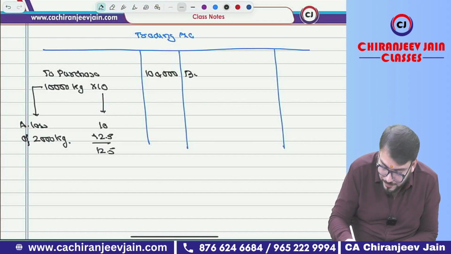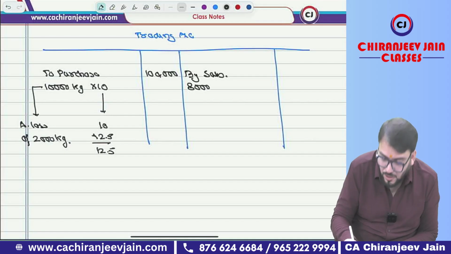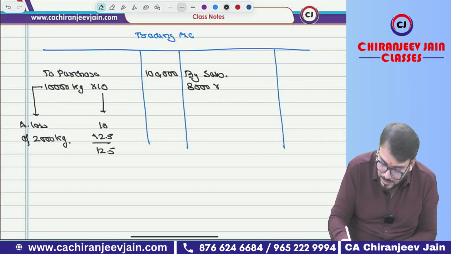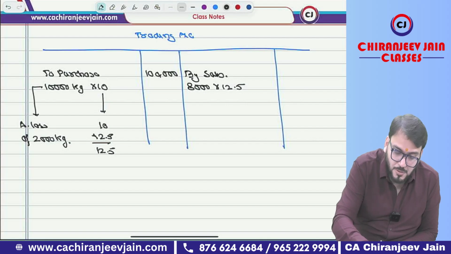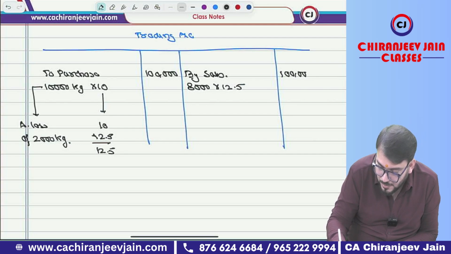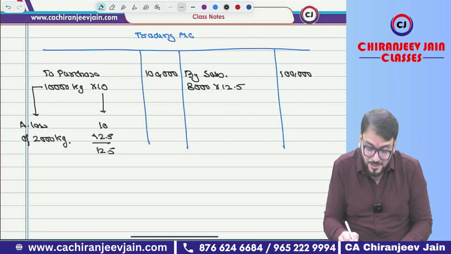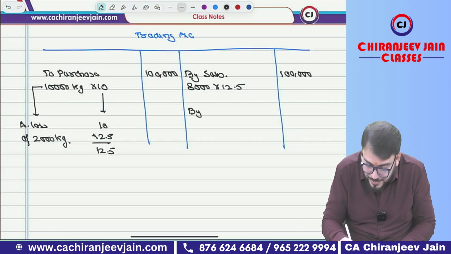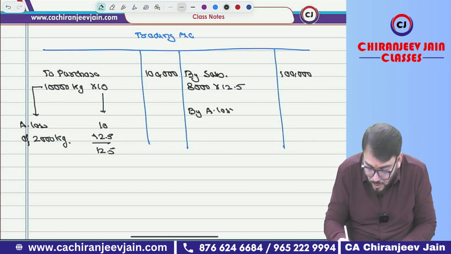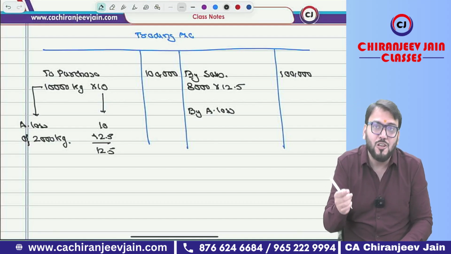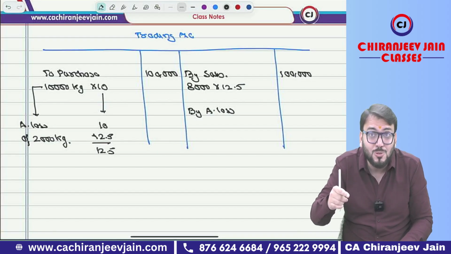Now you have sold by sales. It is 8,000 because 8,000 kg can be sold, as out of 10,000, 2,000 is lost now. So 8,000 into 12.5 is equal to 1 lakh. Correct. But it does not mean there is no profit. Are you getting? So here what we'll do? We'll first separate abnormal loss. We'll remove abnormal loss from purchase. So either you can do abnormal loss to purchase or you can say abnormal loss to trading account.